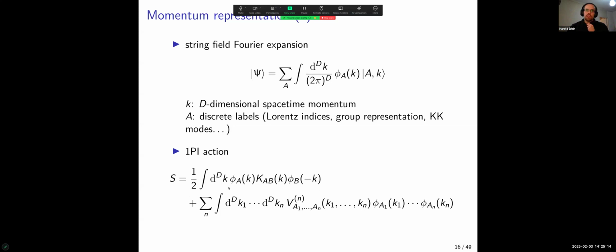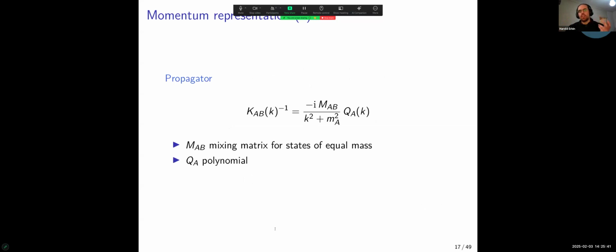So you have a quadratic kinetic term here, and then you have an infinite number of interactions, which are characterized by these vertex functions, which depend on this A and on the momentum k. So one way to try to compute with string theory is to just start with this action and ask, what can I do with this general form, even if I don't know the details? And I will show later how this works using scalar fields to get inspiration.